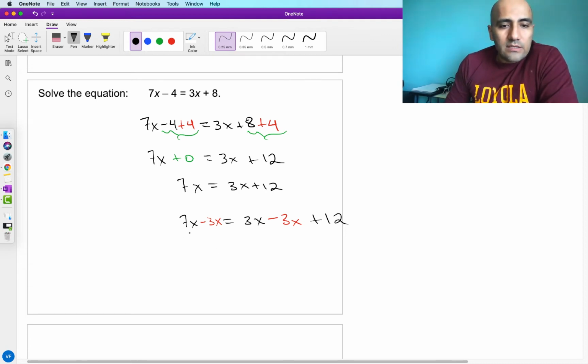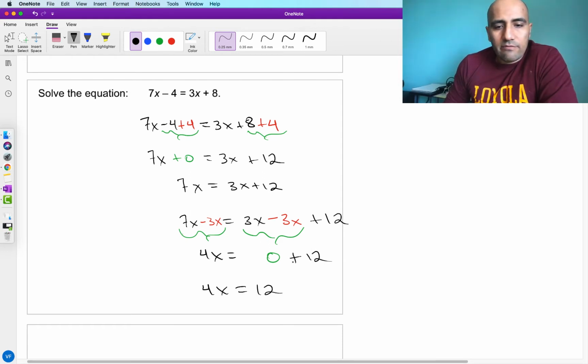Hopefully this is really, really easy. So 7x minus 3x is going to end up equal to 4x. So this will be 4x equals 2. And now these guys, we have 3x minus 3x. Again, these will turn into a 0. And then plus 12. So then we have 4x equals positive 12. 12 plus 0 is just 12.